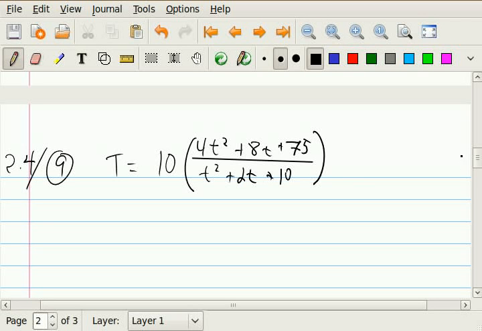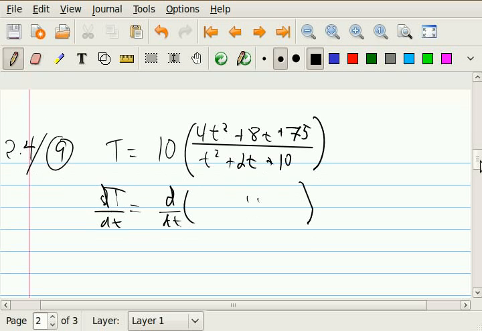Okay, another example here from 2.4, this is number 9, and they give you this function T, which represents a temperature, big T represents temperature, and little t is time. And they ask you, of course, the big problem in this section is to find a derivative, so they want us to find the derivative of big T with respect to little t. Okay, so that's what we're going to do. We're going to take the derivative with respect to t of that whole function you see right there.